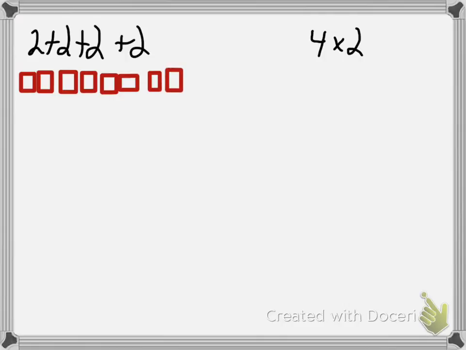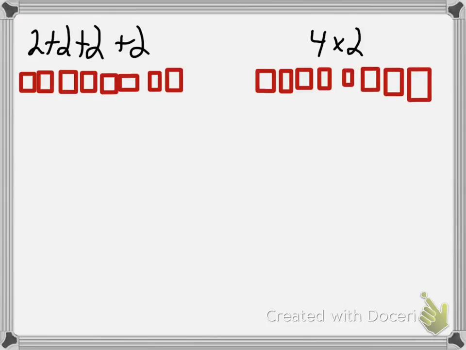Okay? Now let's do a tape diagram for 4 times 2. So I'm going to start off with 4, 1, 2, 3, 4. And since I'm multiplying it by 2, I need two sets of that 4. So 1, 2, 3, 4.